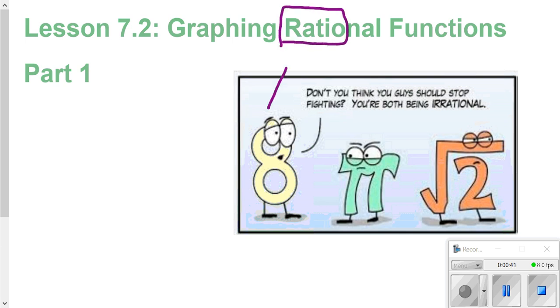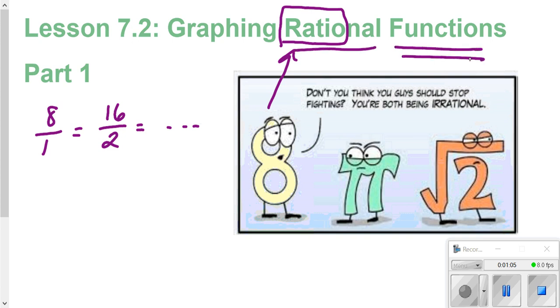And so 8 is a rational number because it can be written as a ratio, such as 8 over 1 or 16 over 2 or any variety of other things. You know, there's lots of ways to write 8, okay? But they are all ratios of integers, of whole numbers. So when we're talking about rational functions, we're talking about functions that are ratios.